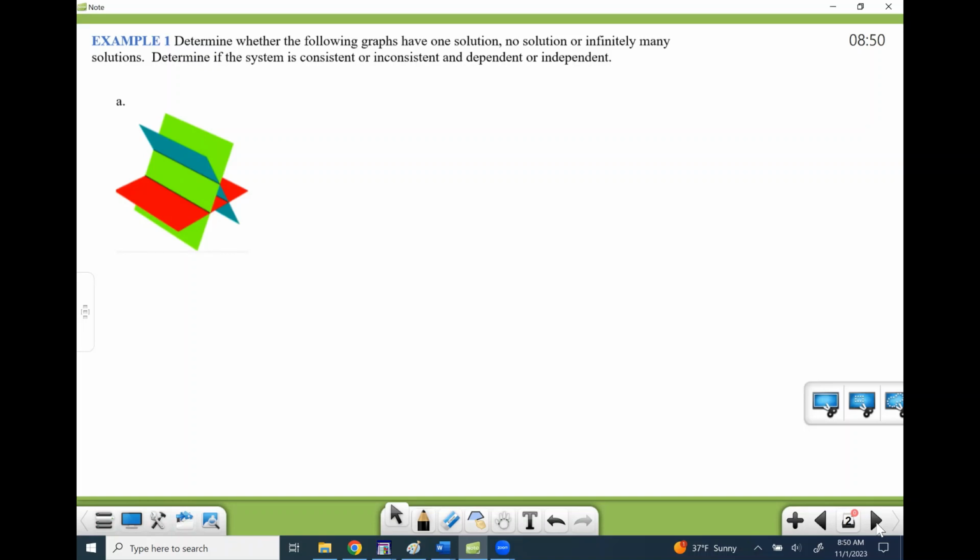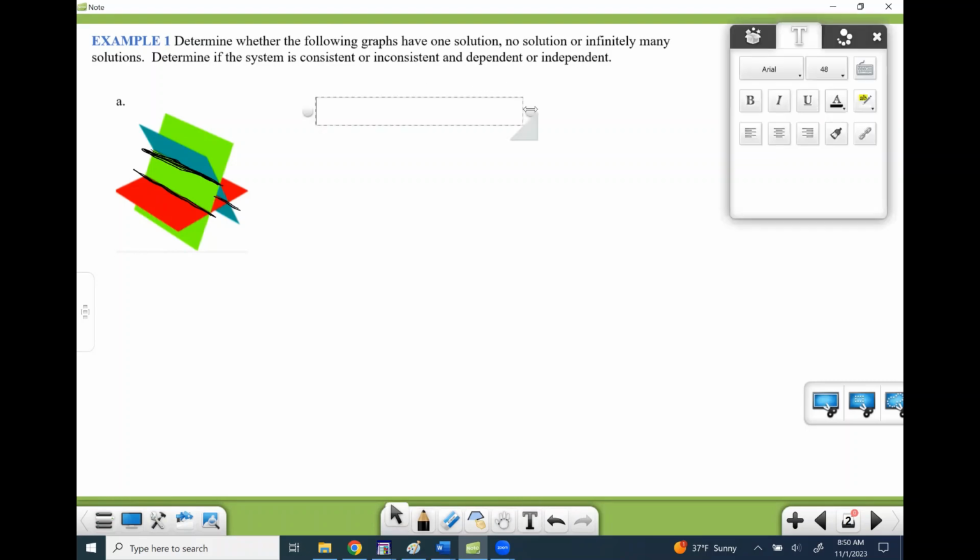So if we look at this one right here, I can see that this teal looking one intersects with the lime green one in a line right there. Okay, so that's where two planes intersect. And then I can see the lime green and the red intersecting right here. And then in the back, you can kind of see the red and the teal intersecting there. But there's no place where all three planes intersect. And that's what we're looking for.